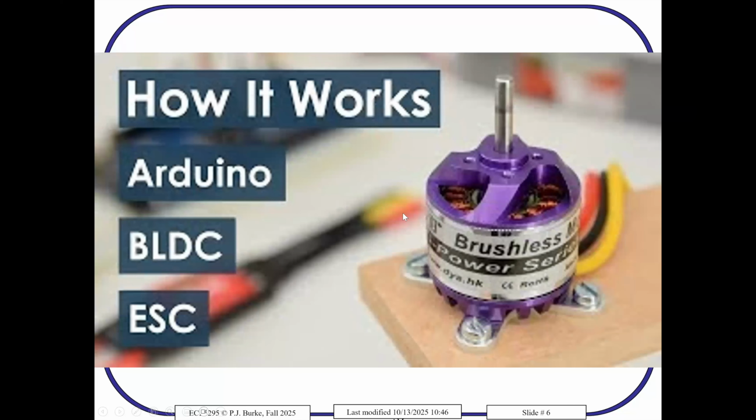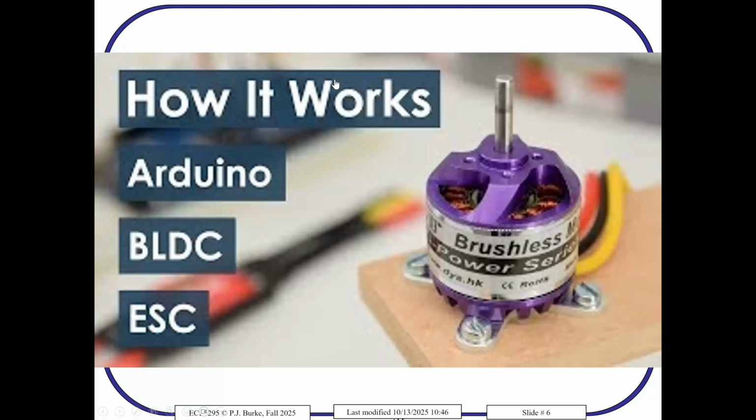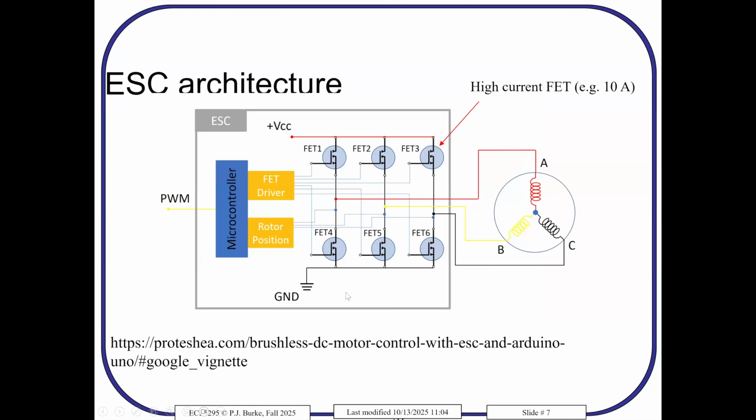So here's another diagram of the architecture that we're using. It doesn't have the VEC. There's the microcontroller, and there's a PWM signal coming in from your flight controller. There's the plus VCC, which in this case is actually the battery voltage. For you, it would be 7.4 volts. And then there are 6 field effect transistors that can provide high current to the motor.